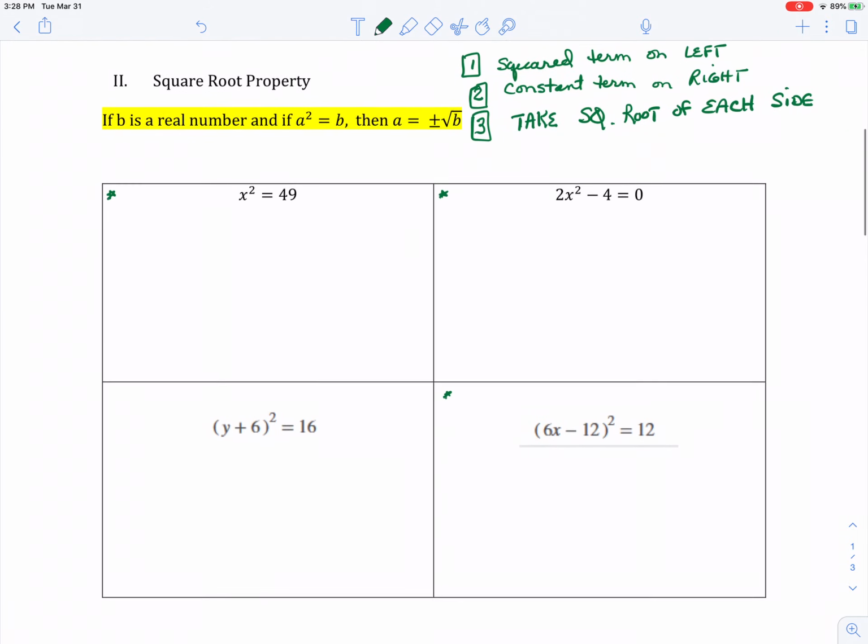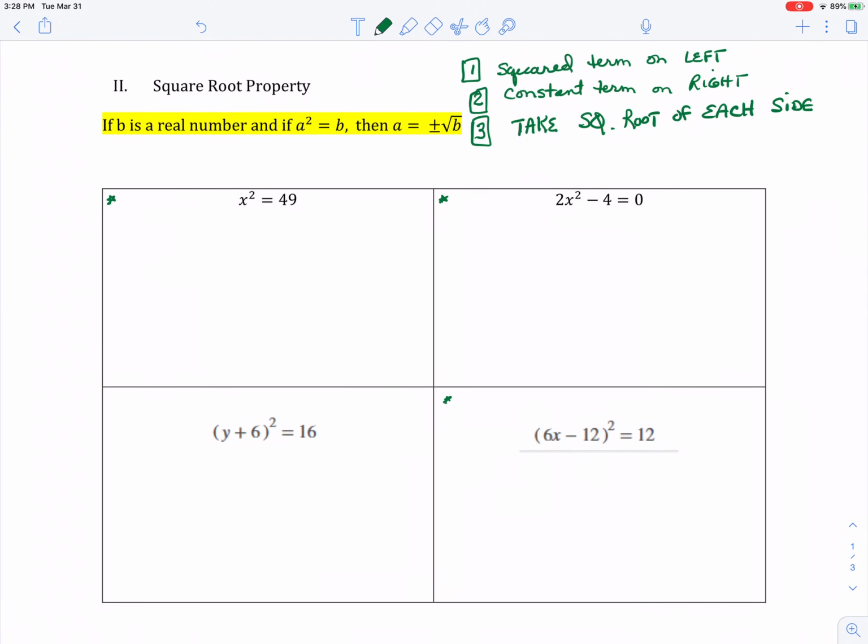All right, so the first one that I'm looking at here is x squared equals 49. You will see how it's arranged. It's important that you have the second degree term on one side. In this case, I happen to have it on the left, and the constant term on the right-hand side. So this one is arranged exactly the way I'd like to have it arranged. And since I have it arranged properly, I'm down to step number 3, which says take the square root of each side.